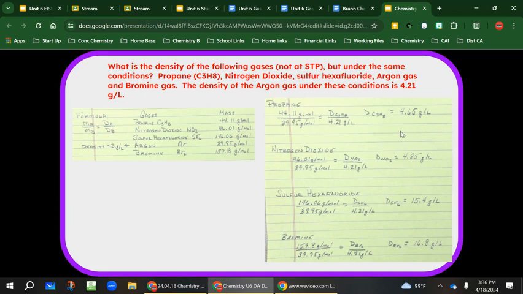I'm then going to substitute these masses in for the top here so that I can calculate the densities. Here are the answers that you can see over here. For propane, it was 4.65 grams per liter. For nitrogen dioxide, it was 4.85 grams per liter. For sulfur hexafluoride, it was 15.4 grams per liter. And for bromine, it was 79.8 grams per liter. Same formula used 4 times to find the density of each.